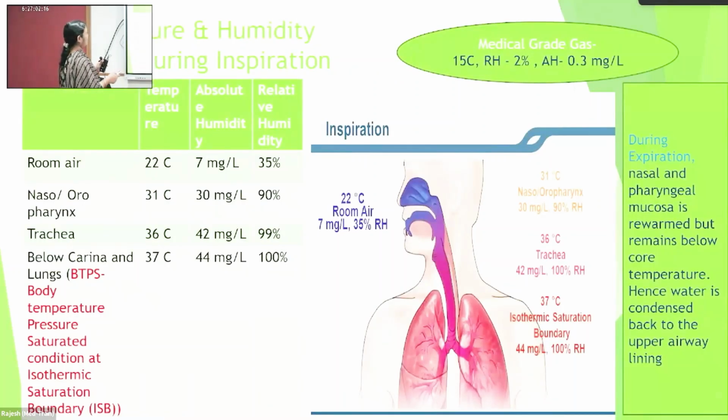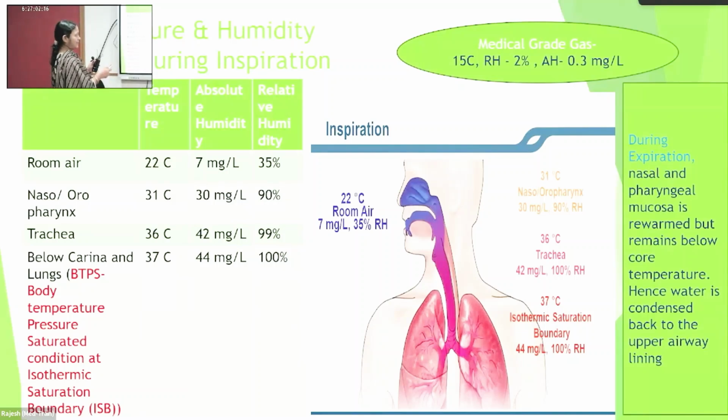So when we see the relationship, basic physiology of the normal respiratory tract, we know that the ambient air will be cool and dry relatively. So it will be usually at 22 degrees and it will be holding 7 milligrams per liter of water vapor, that is absolute humidity, which is only 35% relative humidity. As it goes down in the respiratory tract from the oropharynx, nasopharynx, trachea, near the carina actually, that is at the core body temperature of 37 degrees, it can hold up to 44 milligrams per liter, and it will be reaching 100% relative humidity. So this point is the body temperature pressure saturated condition.